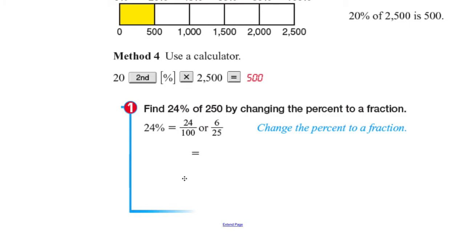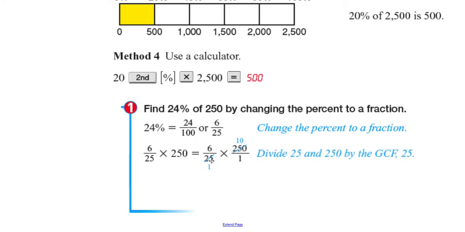Okay, and then 6 over 25 times 250, because the word "of" means multiplication. So we do cross cancelling. The GCF of 25 and 250 is 10. So this is 1 and 10, and you end up with 60. So 24% as a fraction is simply 60 over 1, or 60.